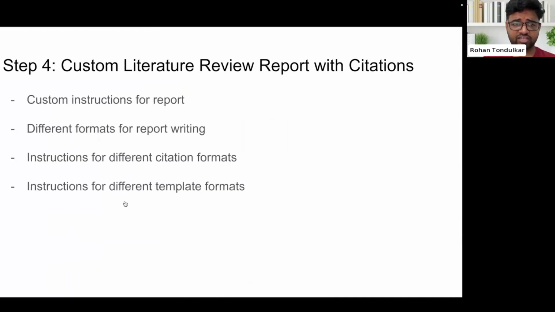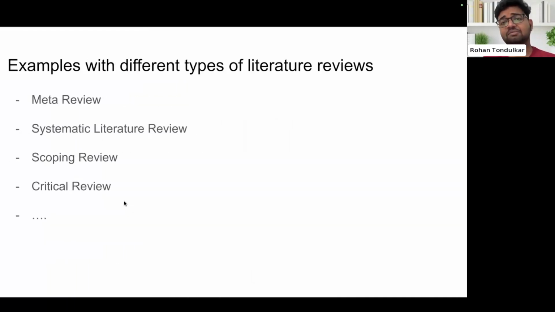Okay. So what's next? What are the different types of literature reviews, right? So we have meta review, we have systematic literature review, we have scoping review, we have critical review. So what we just saw was a critical review in my domain. I've used my domain here so that I can validate if it's doing something decent. We can go through other types of reviews.